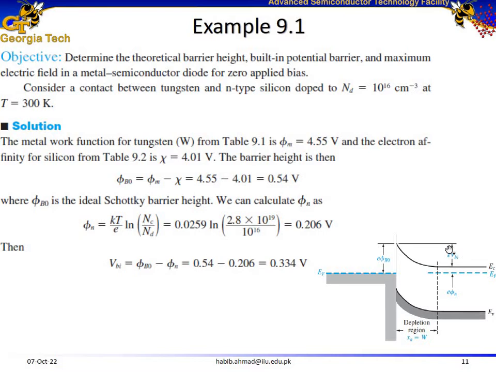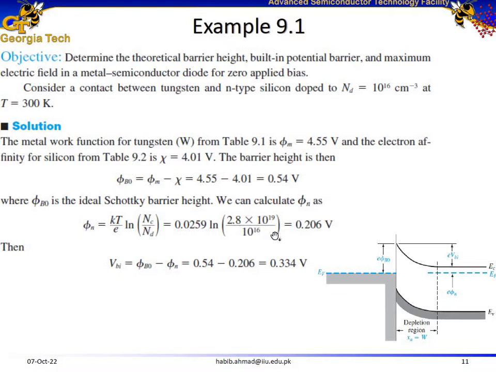How about the built-in potential on this side? The built-in potential is the difference between this barrier height and phi n, which is EC minus EF. We have calculated phi b naught, the Schottky barrier height, but we don't know phi n. So here is the formula for calculating phi n, and we previously discussed it. It's kT by q, which is thermal voltage, approximately 26 millielectron volt, times natural log of Nc over Nd. Nc is the density of states in the conduction band. Its value is a fixed value for a particular material.